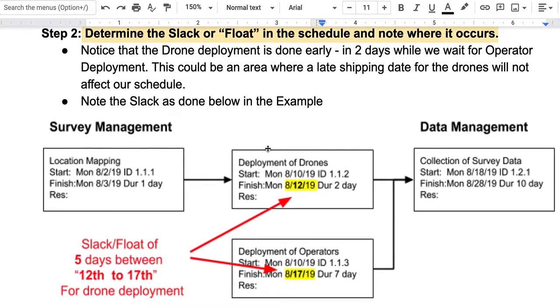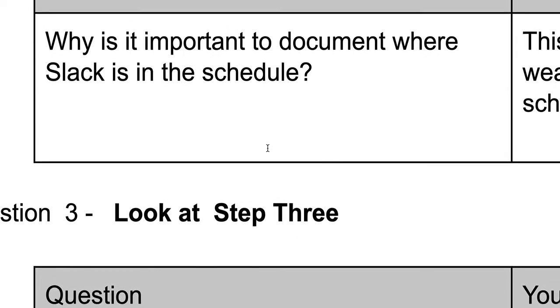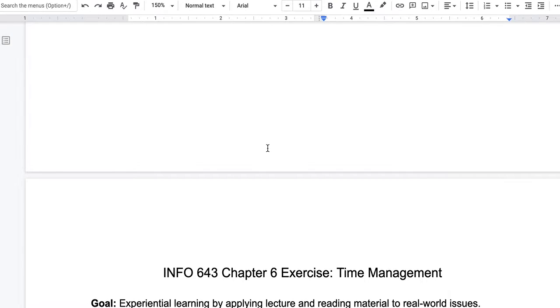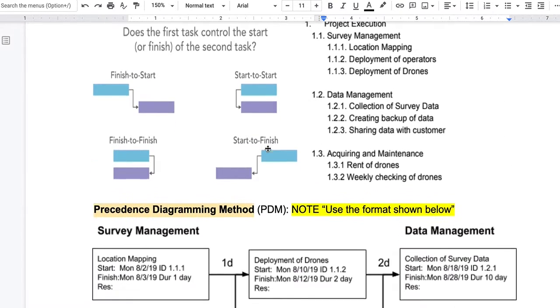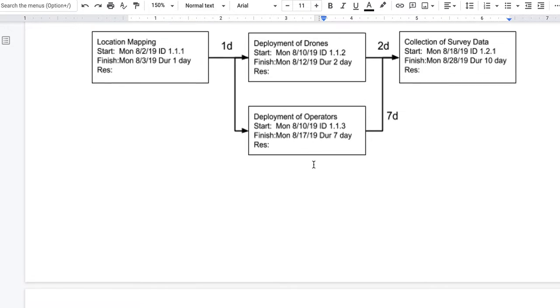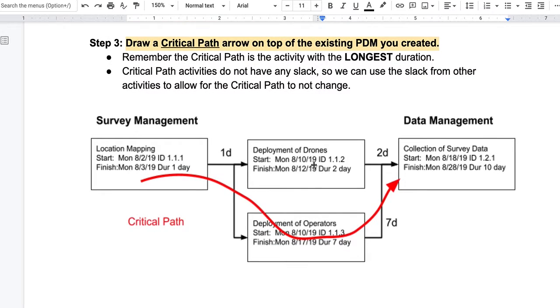So the best thing about this, if we go back up here, why is it important to document where the slack is? So that you know where you have ability and which part of the project you can push back on as far as your timeline goes. So you can have bad weather or something like that, no problem. We know that we can delay deployment of the drones. However, there's another thing called, let's go down here, critical path.